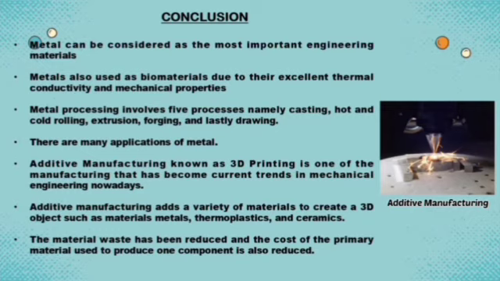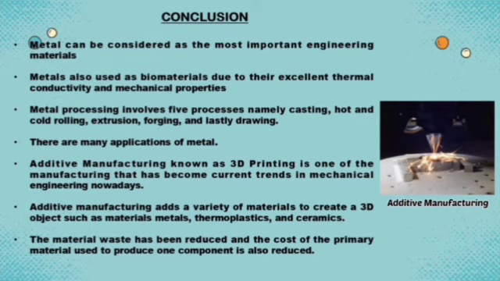In addition, there are some manufacturing methods that have become current trends in the industry these days. Additive manufacturing, also known as 3D printing, is one of the manufacturing methods that has become a current trend in mechanical engineering nowadays. This is because additive manufacturing adds a variety of materials to create a 3D object, such as metals, thermoplastics, and also ceramics. Metal 3D printing takes the additive manufacturing process and applies it to metal by layering metal powders either with an energy source or a binding agent.